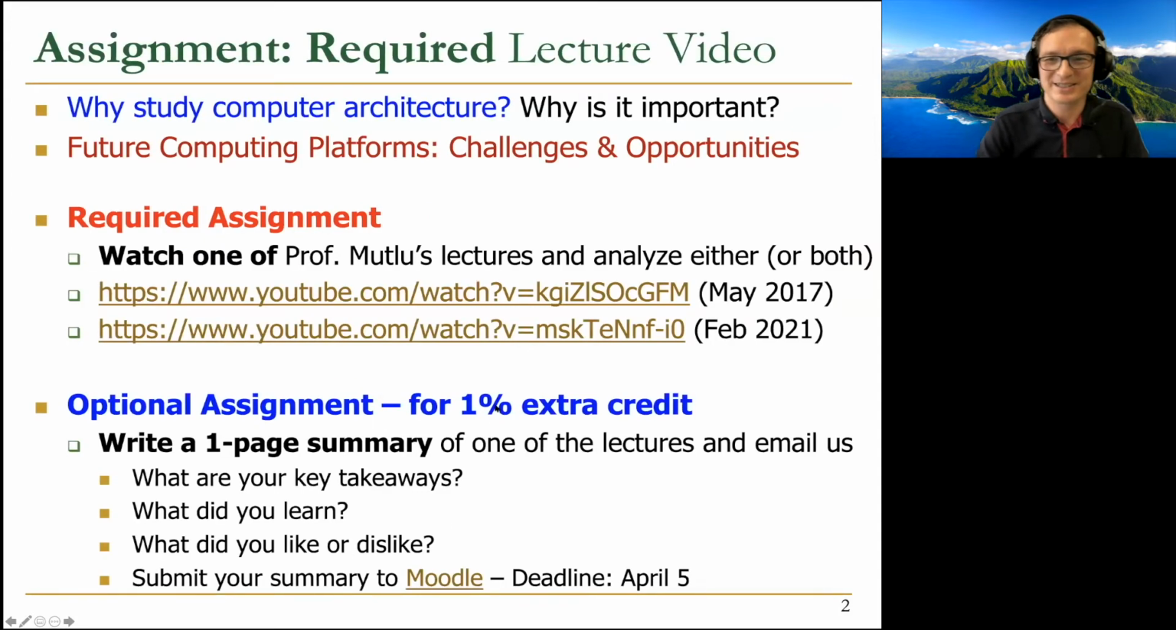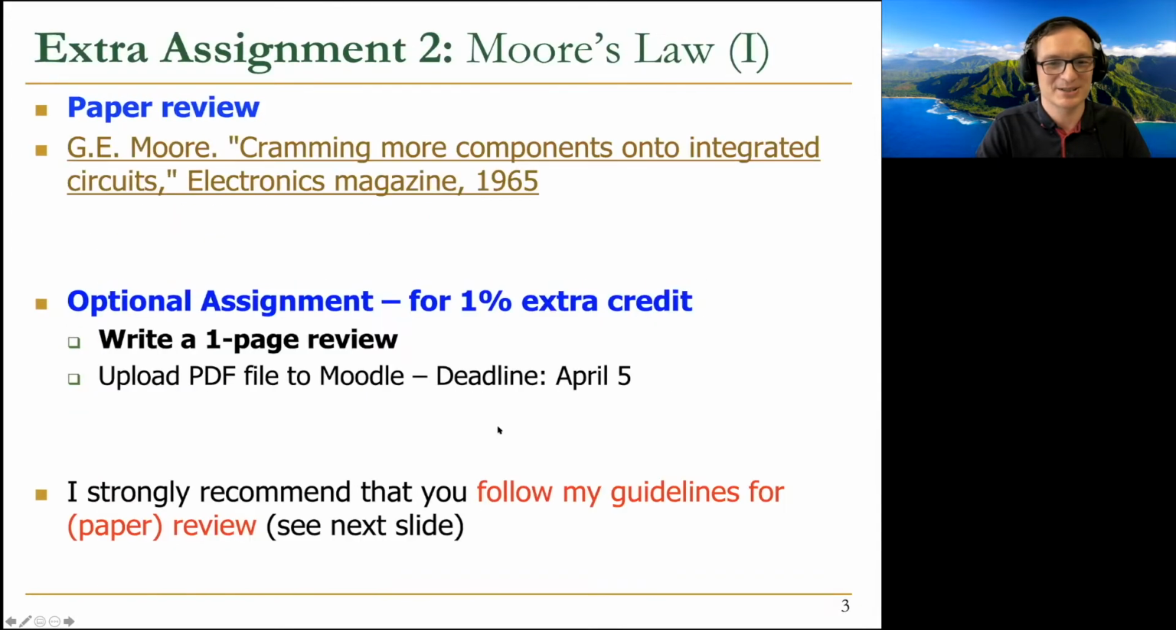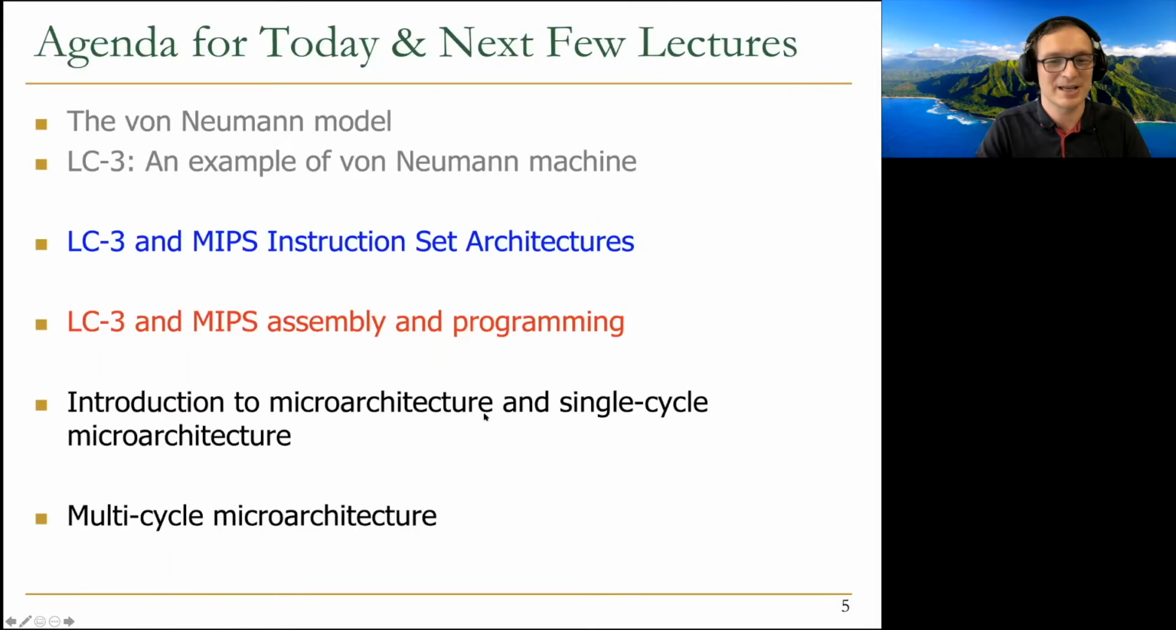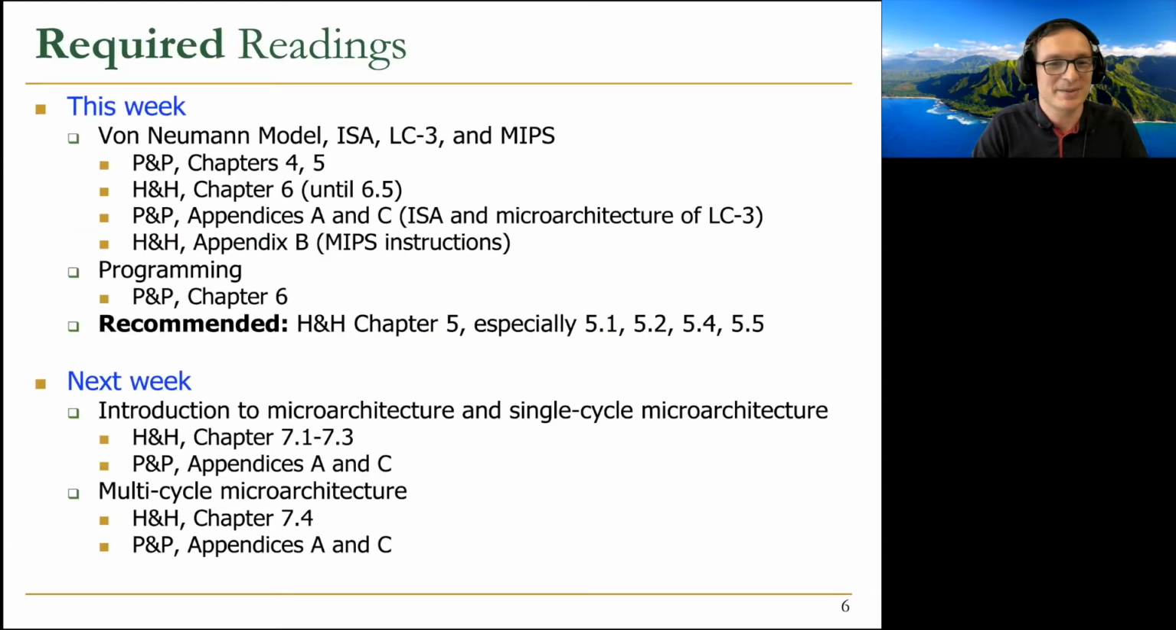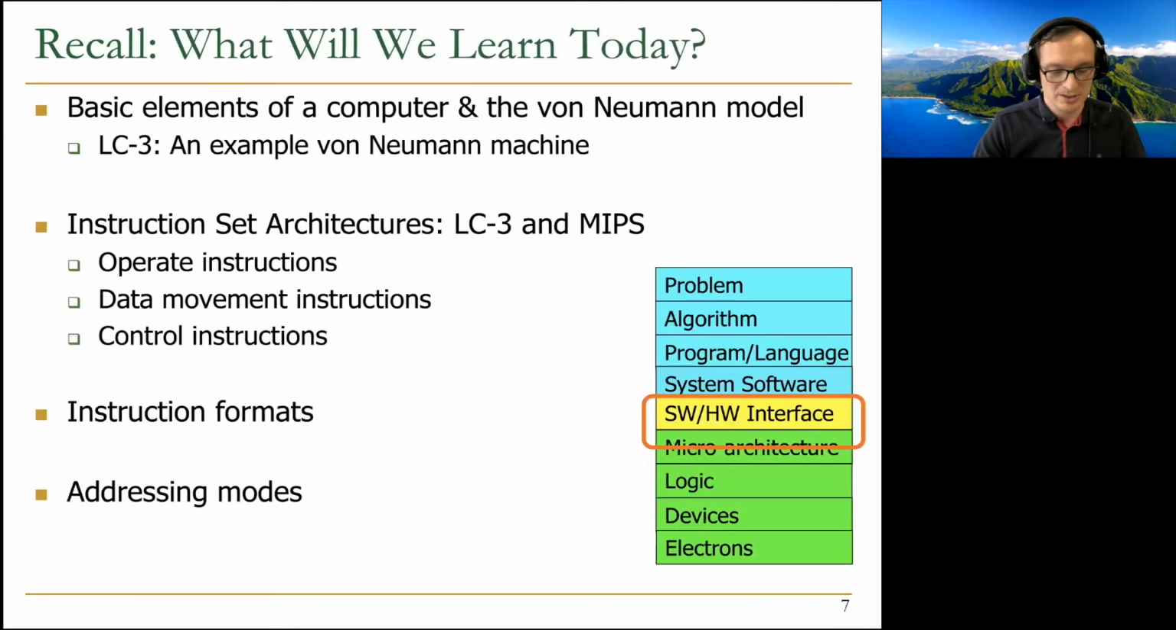Just as a reminder, you have some assignments to do until April 5th, as you know. Yesterday, we covered the von Neumann model and talked about instruction set architectures and an example of a von Neumann machine, LC3. Today, we will continue that, go into a bit more detail, and talk about assembly and programming as well. Next week, we're going to jump into microarchitecture in more detail. These are some readings that I would recommend you take a look at to get further information or to reinforce what we learn in class.